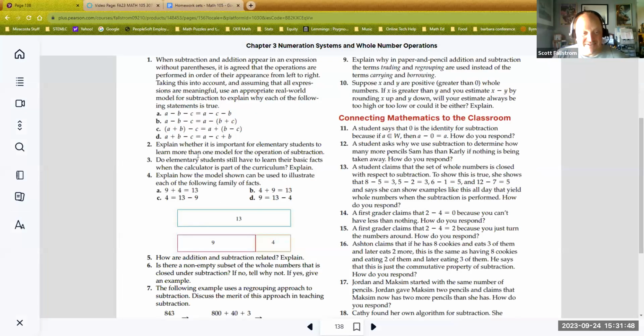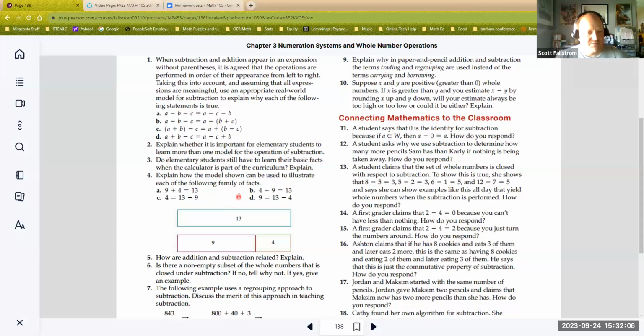I was jumping to question 3. Let's see here. Explain whether it's important for elementary students to learn more than one model for the operation of subtraction. So give me your explanation for that. If you were approaching a student, what would you say to them? Do they need more than one or not?